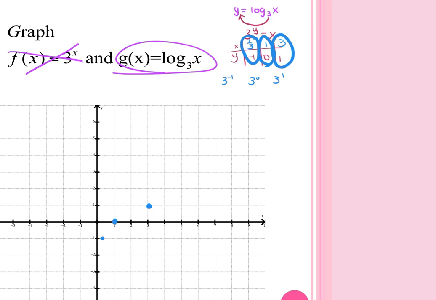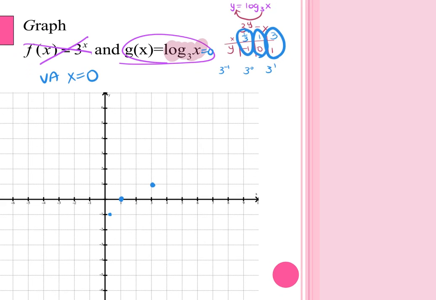Now, before I even plot those points, it's important to pay attention to your horizontal or your vertical asymptote. The vertical asymptote is at 0 unless there's a horizontal shift. Is there a horizontal shift in this equation? No. So my vertical asymptote is at x equals 0. You literally get it by setting that equal to 0 or use your parent function and shift it.